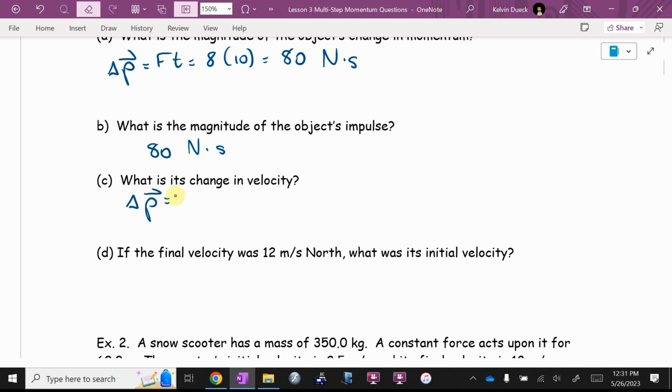Yep. You're just M delta V, right? Yeah. That delta V is the change in velocity. Okay, how would I get the change in velocity by itself? How would I move the m over? What's the m doing to the change in velocity, Ashton? Adding, subtracting, multiplying, or dividing?